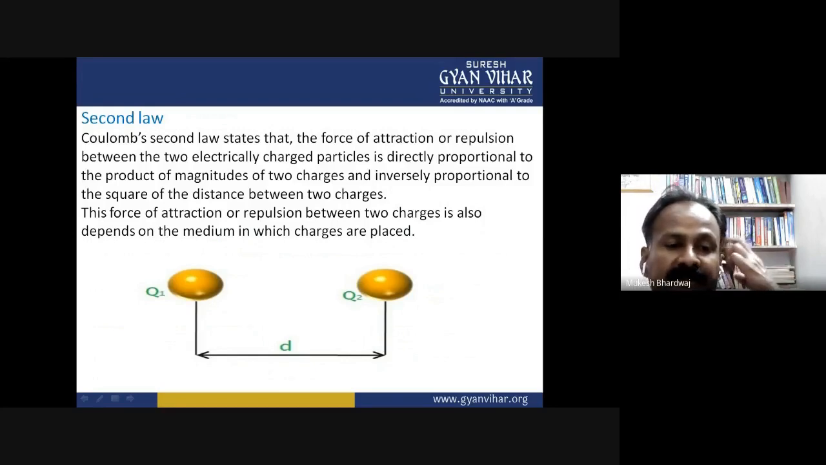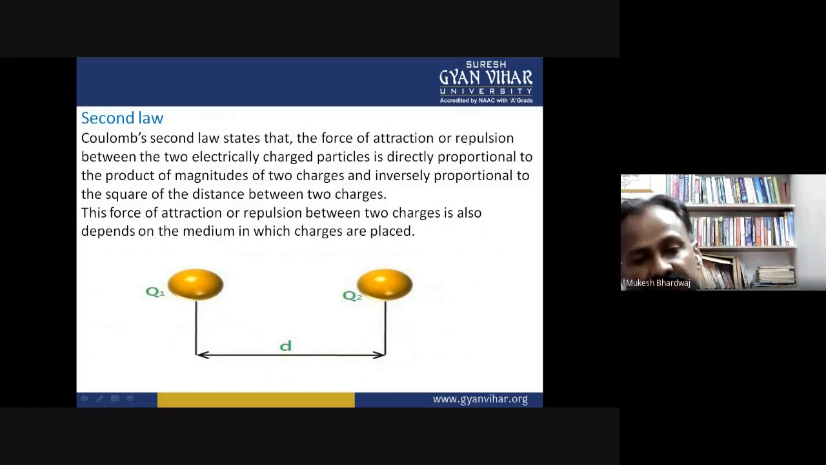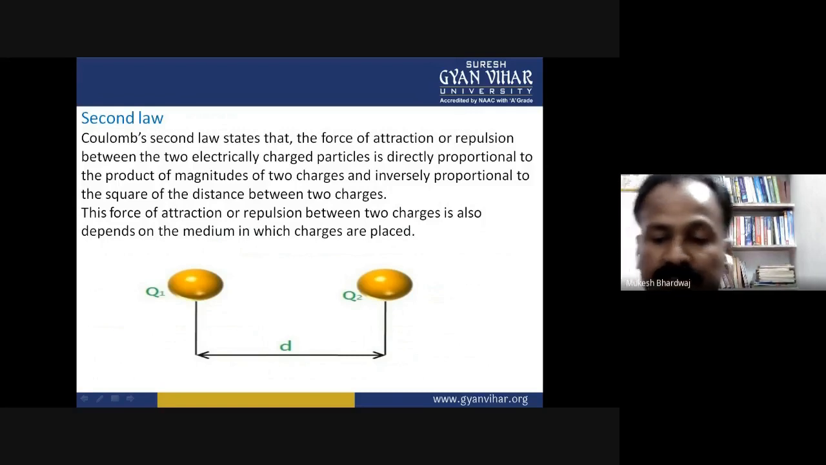If two point electric charges Q1 and Q2 are separated by distance d, then the electrostatic force between them is directly proportional to Q1 Q2 upon d square. Removing the proportionality sign, the force equals k Q1 Q2 upon d square, where k is a positive constant of proportionality called the electrostatic force constant or Coulomb's constant. Its value depends upon the system of units and also on the medium between the two charges. If the point charges are in vacuum, I'll show it in the next slide.